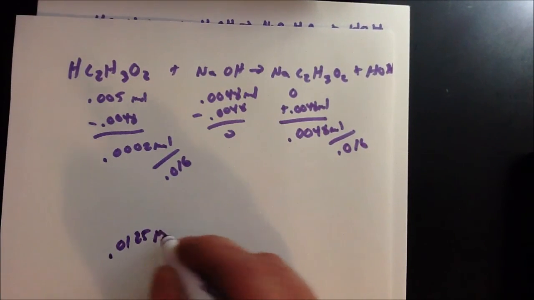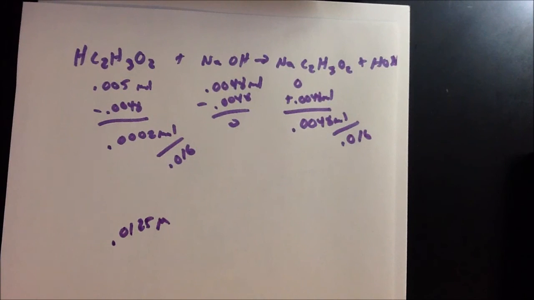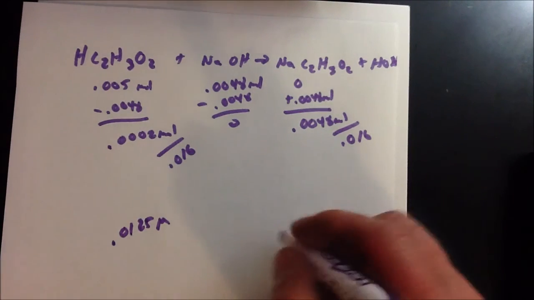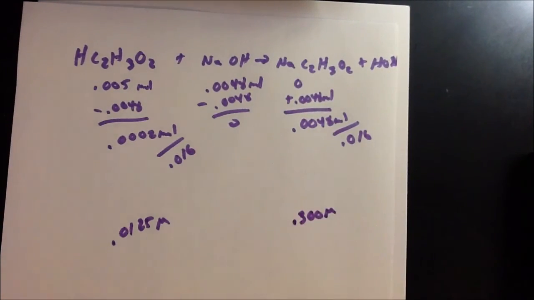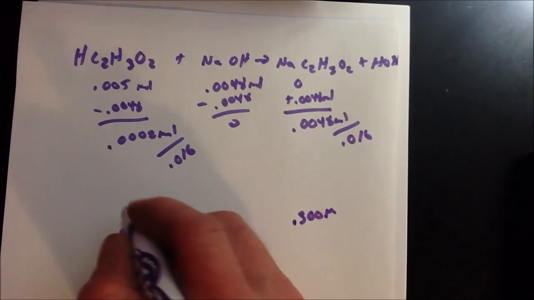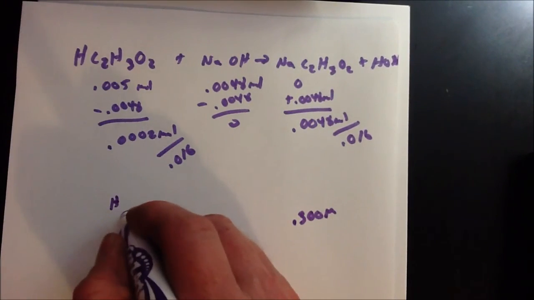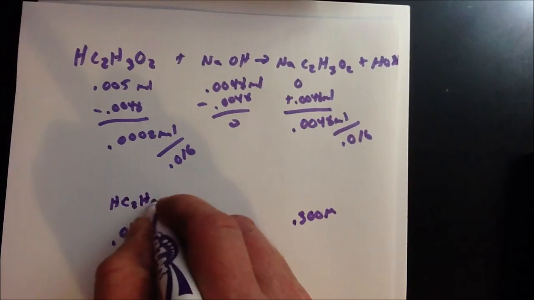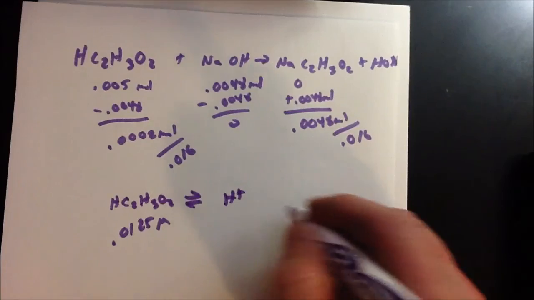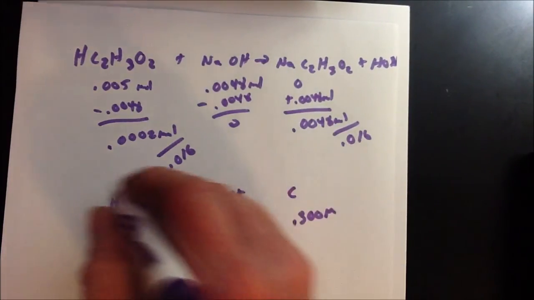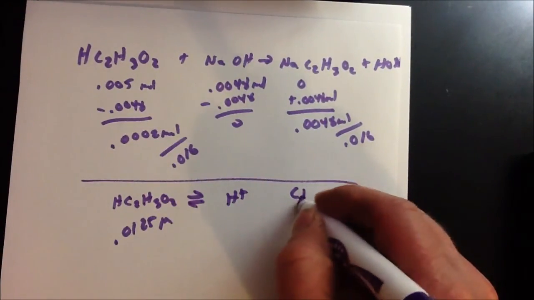0.125 molar acetic acid, and 0.3 molar acetate ion from the sodium acetate. And because it's excess weak acid with a common conjugate base, C2H3O2 at equilibrium with H+. Again, this is because the weak is excess. We're still doing ICE problems once we've done stoichiometry first.